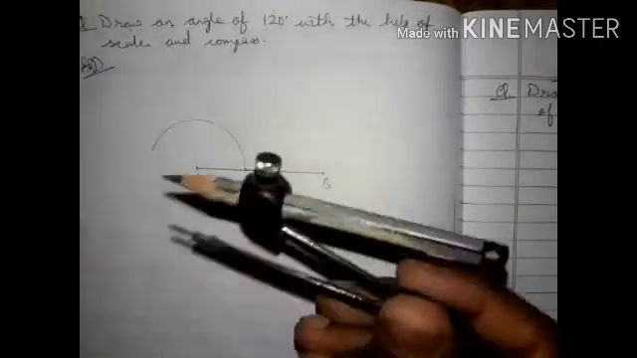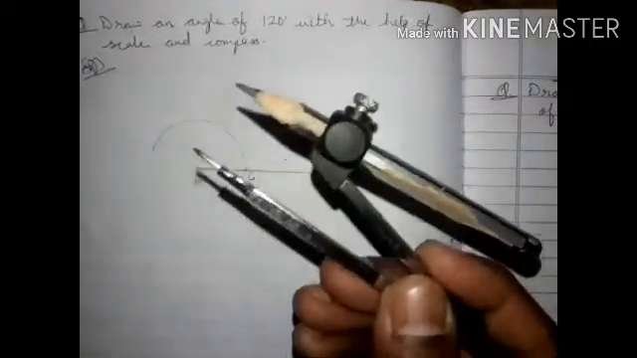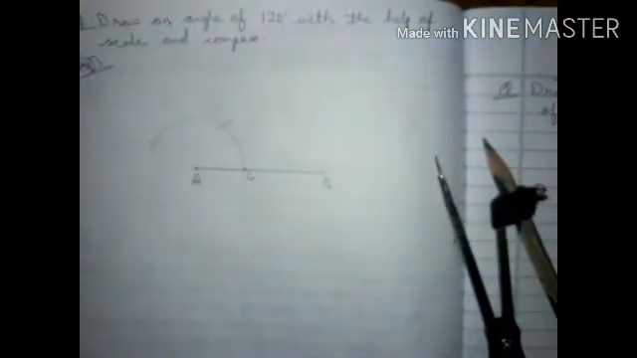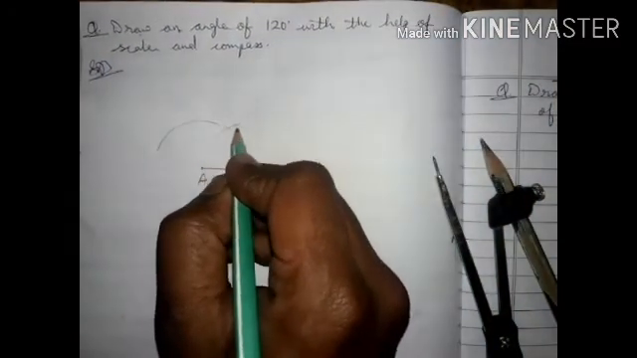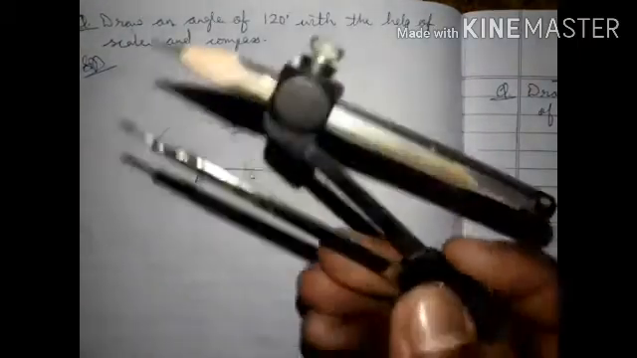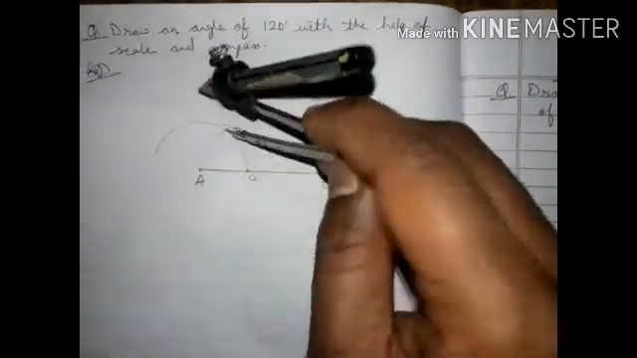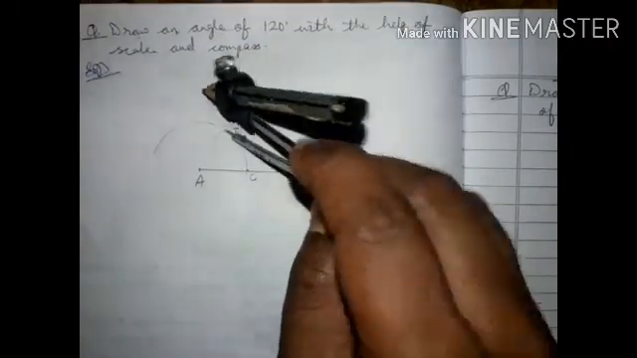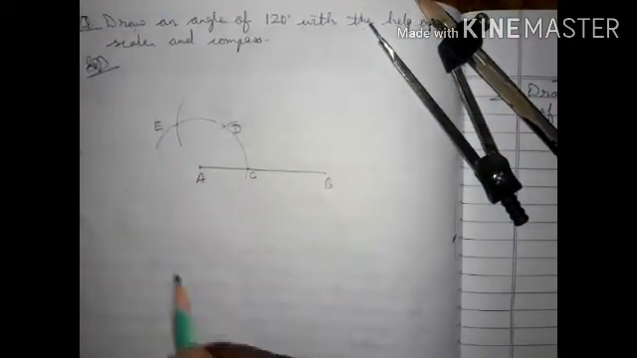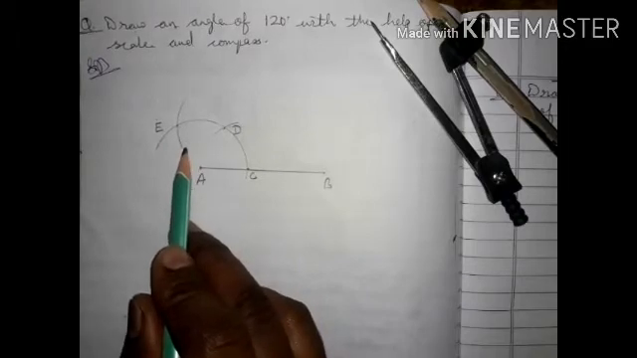Now taking C as center and the same radius, taking C as center, draw an arc which cuts the previous arc at point D. This D point is your 60 degrees. Now again taking D as center and the same radius, draw another arc which cuts at point E. And this point is what, your 120 degrees, because 60 plus 60 is 120.